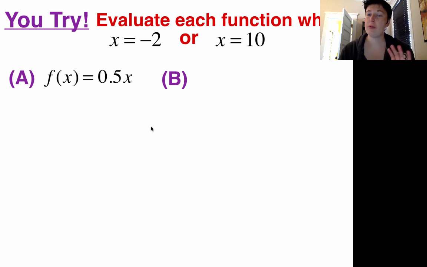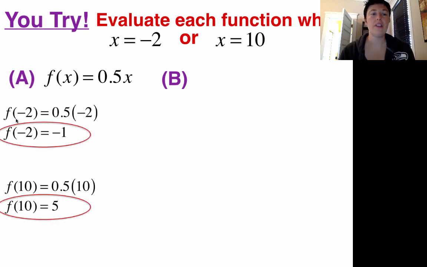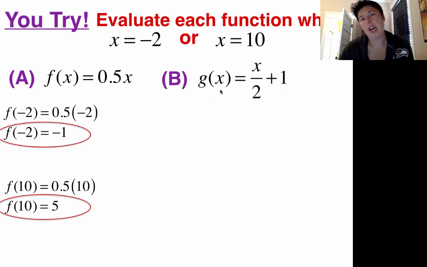Okay, so you're supposed to be done and unpausing the video to check your answer now to see if you did it correctly. You have -2 and 10 to check. So f of -2 means you had to do 0.5 times -2. Well, that's -1. And then f of 10 means you had to do 0.5 times 10, which is 5. Let's try it with this function. What if it was g of x? G of x equals x over 2 plus 1. Pause the video again and see if you can evaluate.